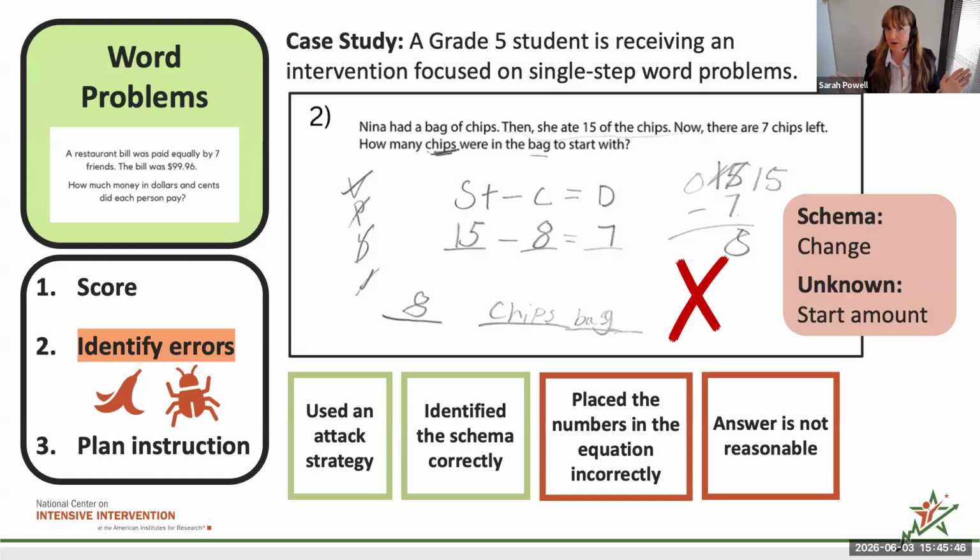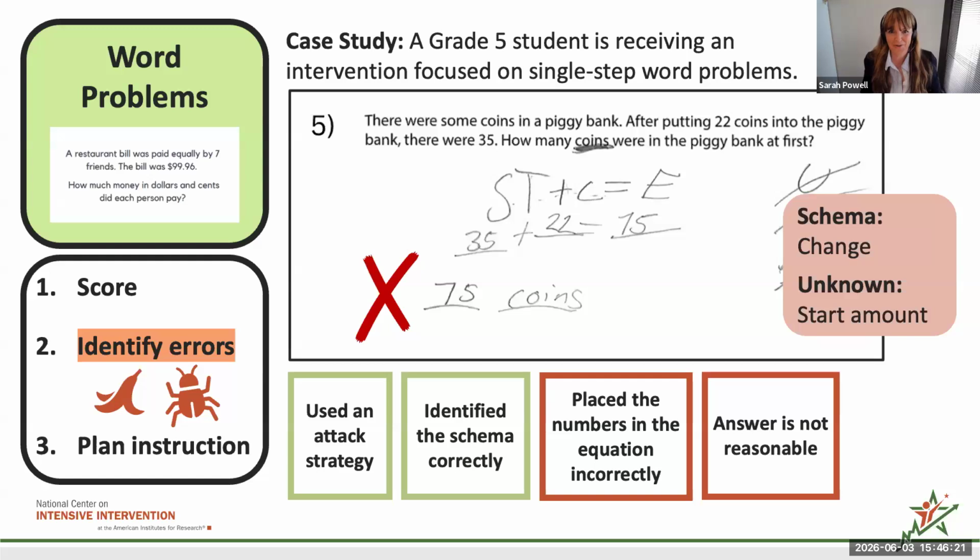The math looks great, right? I like that 15 minus 8 does equal 7, but that's not the math required to solve this problem. And when they wrote 8 chips in the bag, I love the label. That's awesome, that they're talking about the chips in the bag, but it's not a reasonable answer. It doesn't make sense that I start with 8 chips in the bag, then I eat 15, and then there's 7 chips left. And so that's one of the things that we could also find an error pattern here, is whether the answer is reasonable or not. Thank you so much for all the chat.